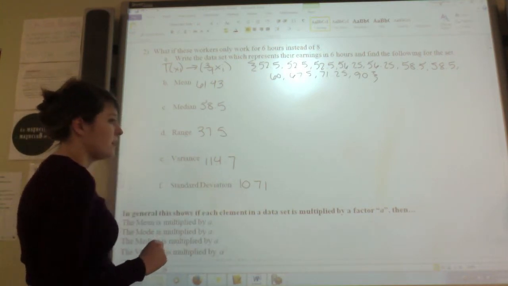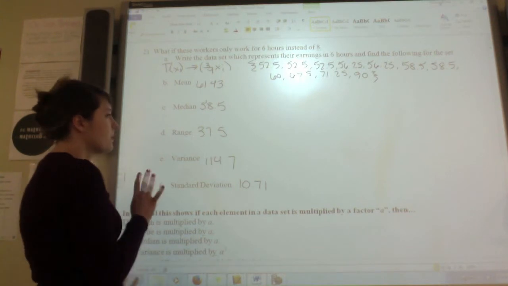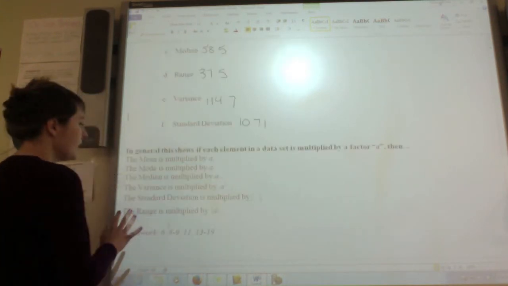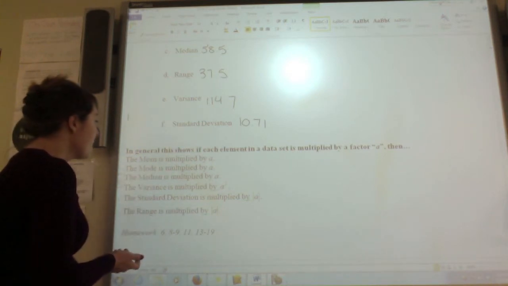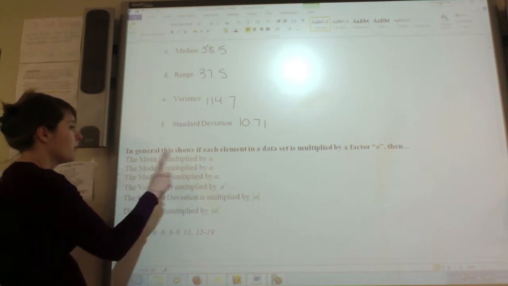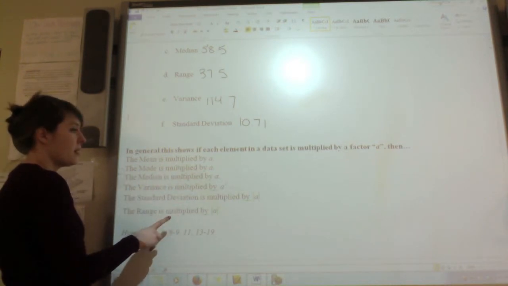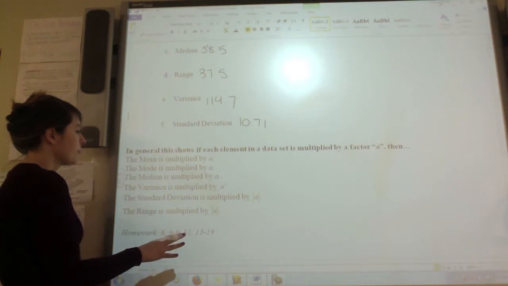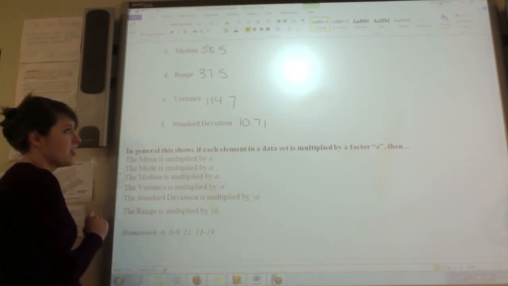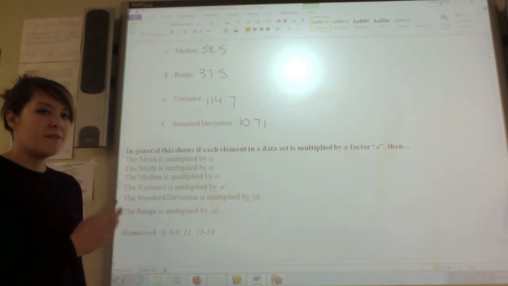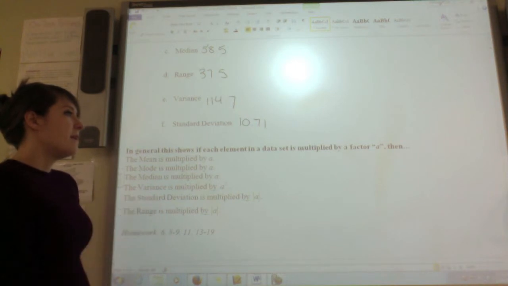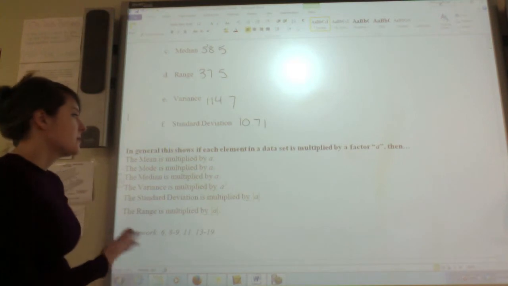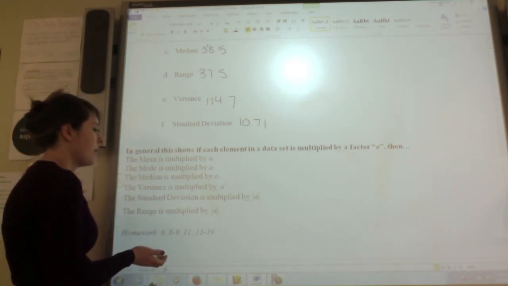Now the variance and standard deviation are a little bit different, so let's go through all the rules right now. In general, if each element of a data set is multiplied by a factor a, then the mean is multiplied by a, the mode is multiplied by a, and the median is multiplied by a. Those are all pretty normal. The variance is multiplied by a squared, because the standard deviation is multiplied by a, and to get into my variance, I have to square it. So essentially, it's multiplied by a squared.